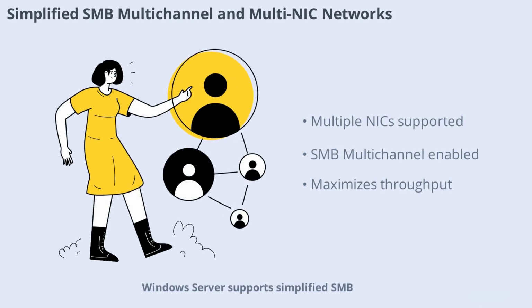Windows Server supports simplified SMB multichannel and multi-NIC cluster networks, enabling the use of multiple network adapters on the same subnet. SMB multichannel is automatically enabled, providing increased throughput and fault tolerance. Multiple NICs can be used for both cluster and client traffic, and administrators can configure network roles as needed. This setup maximizes network performance and ensures redundancy, critical for high-availability clusters.